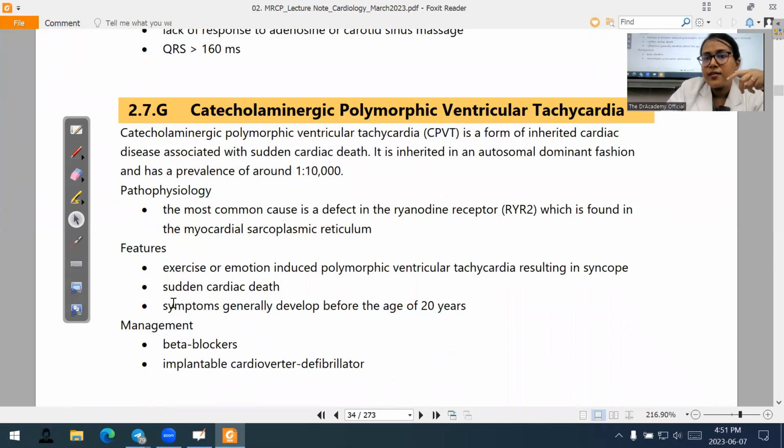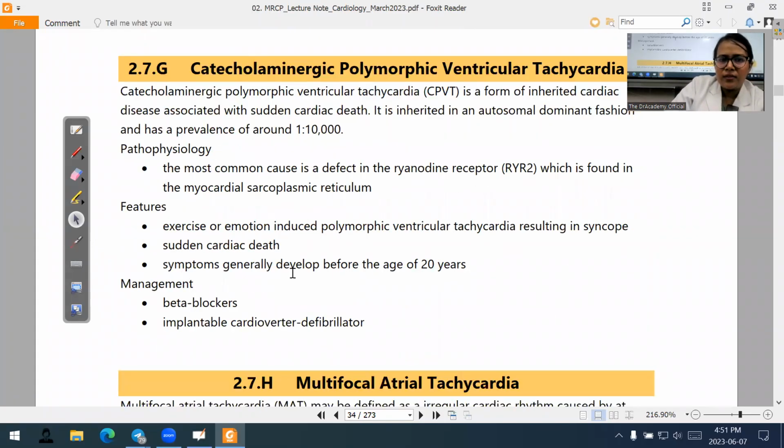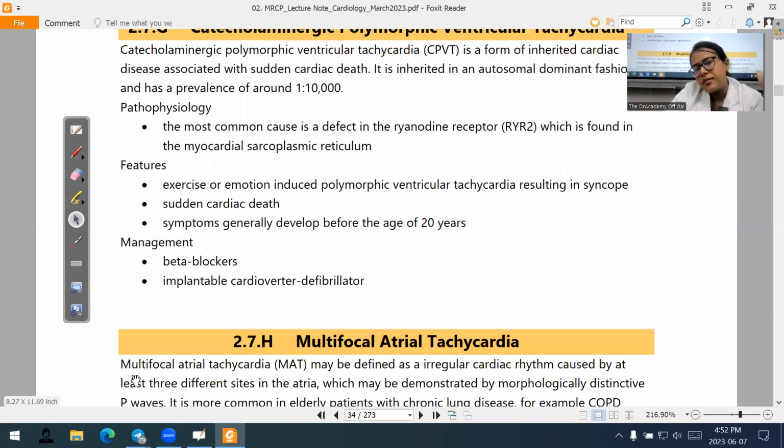Exercise induces this type of arrhythmia, which can cause sudden cardiac death, and symptoms generally develop before the age of 20. So in a young patient with sudden collapse or sudden cardiac death, you should consider some genetic condition. Not just this one, as this is very rare. The most important genetic condition will be hypertrophic obstructive cardiomyopathy, or HOCM. Treatment is beta blocker, and an implantable cardioverter defibrillator.